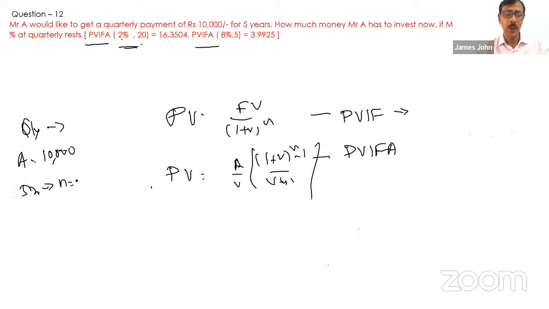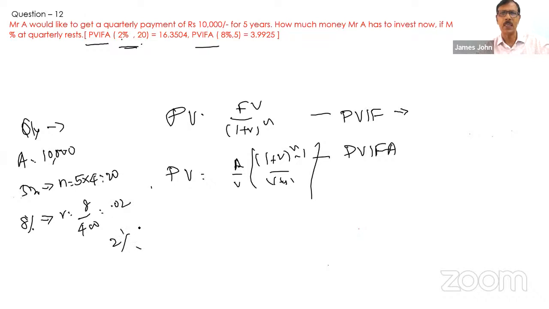So what is the value of N? 5 years means 5 into 4, 20. And what is the interest he is earning? 8%. 8% means what will be R? 8 by 400, that means 0.02. Or it is 2%, isn't it?